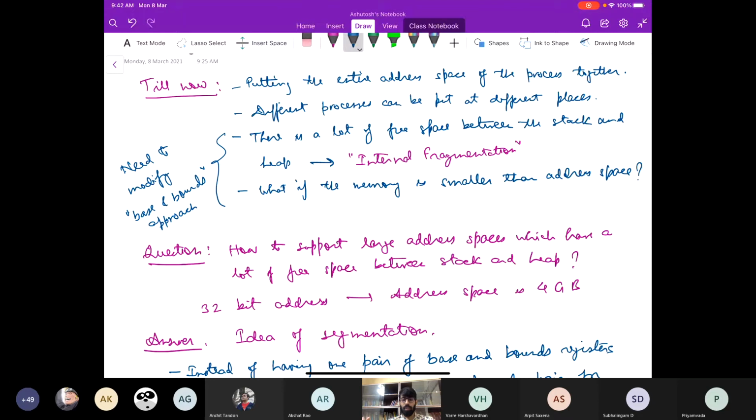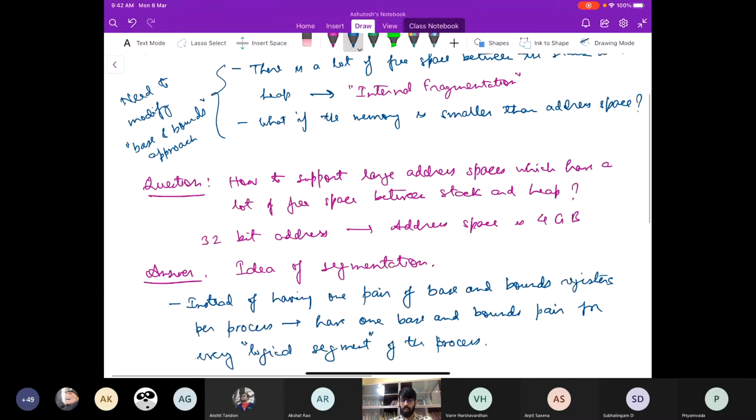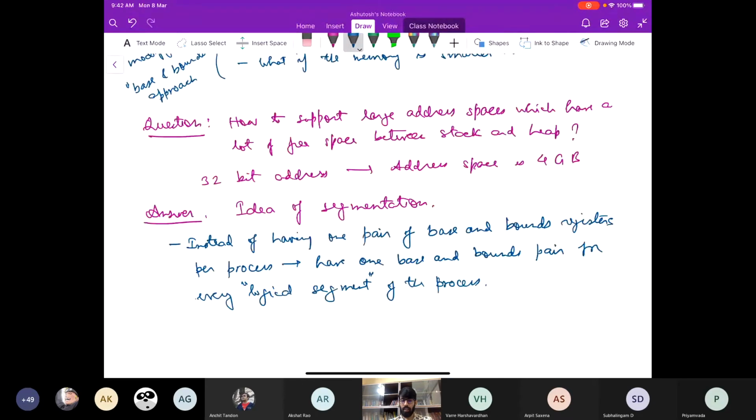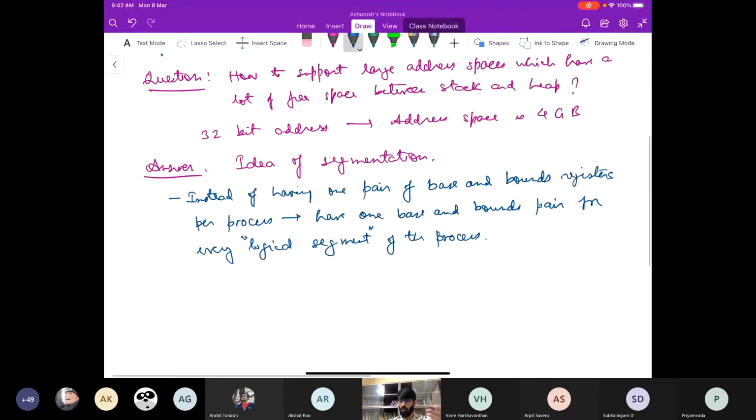And another problem is that we assume the memory to be much larger than the address space. But what if the memory is smaller than the address space? So these are the problems that we'll discuss. So what we are going to see is how to support large address spaces. And the answer is going to be the idea of segmentation.